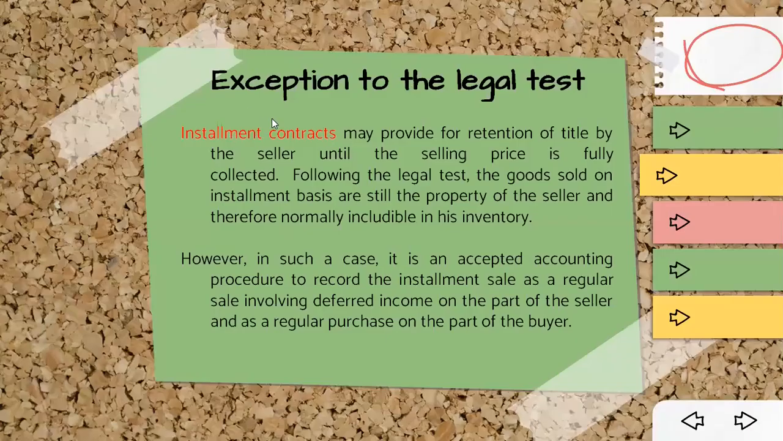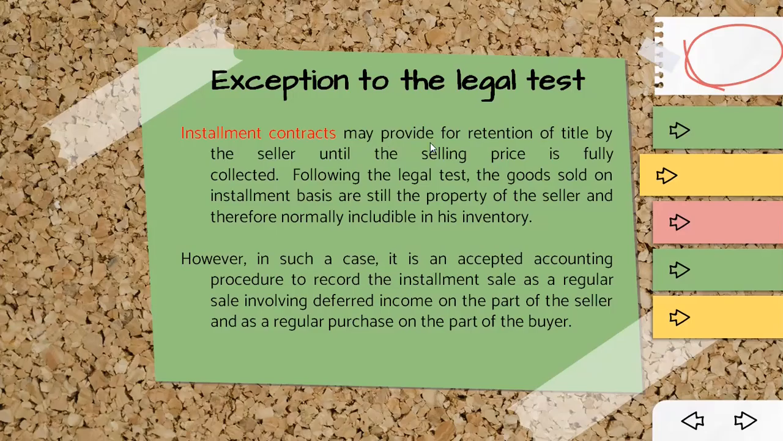So there's this exception to the legal test. Because we said that whoever is the owner should be the one to recognize the inventory. This is related to installment contracts, which are very usual or common for appliance centers, for example Imperial or MCOR. For those types of businesses, installment sales are common. So we have here installment contracts.